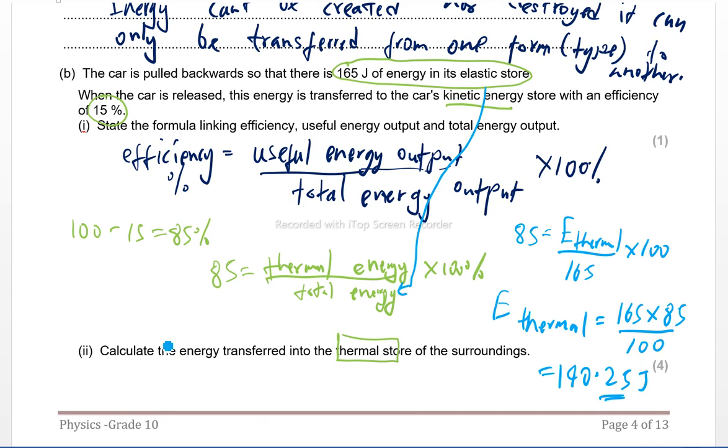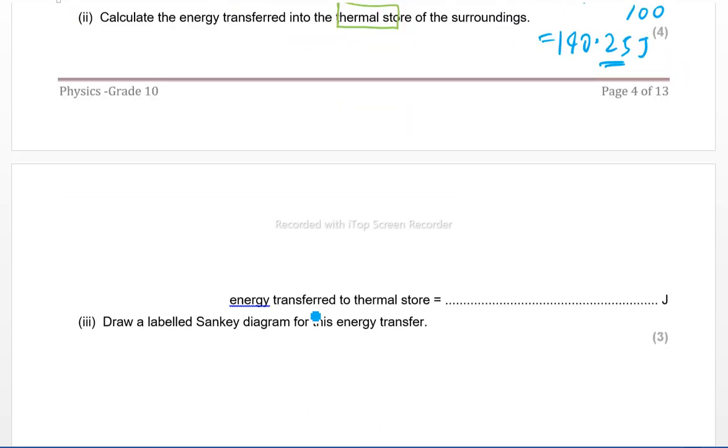Without doing it by this method, there's another method you can use. You can find the energy given out as kinetic energy by substituting 15%, then from the total energy 165, you subtract the amount given out as kinetic energy. When you subtract, it will give the energy given out as thermal energy, or the loss of energy. Okay, children? Right. Move to the next question.